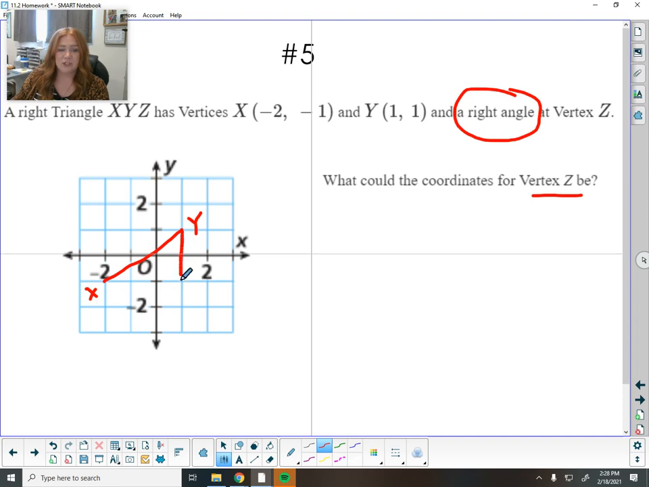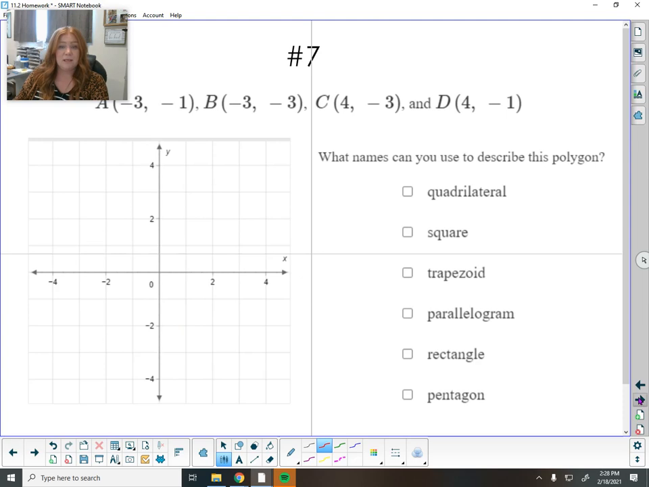So we can see if we go straight down and straight across, here's one place Z could be. But we could also flip this triangle. Instead of going across, we can go up and over. So here are 2 choices that Z could be. It could be this or this to make that right triangle. So we're going to graph these and decide which polygon these best match.